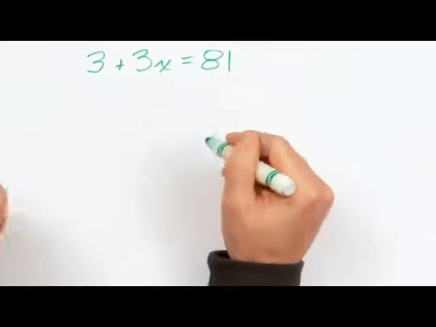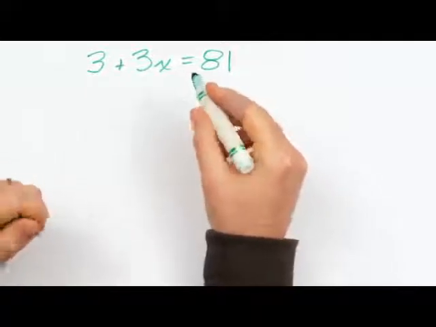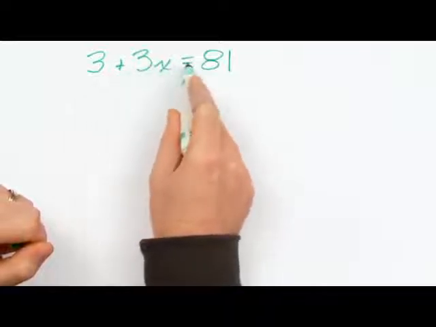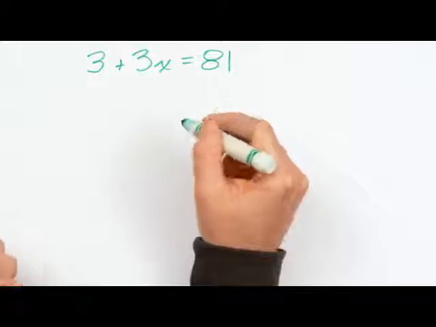Sometimes we look at equations and we can't figure out what the solution is by inspection. In that case, we need to do something else. Well, let's try and solve this one. 3 plus 3 times x equals 81. I just can't see what x is. So I need to think.